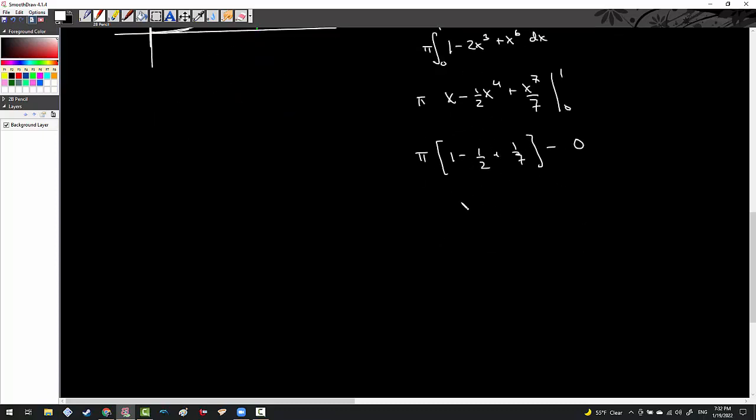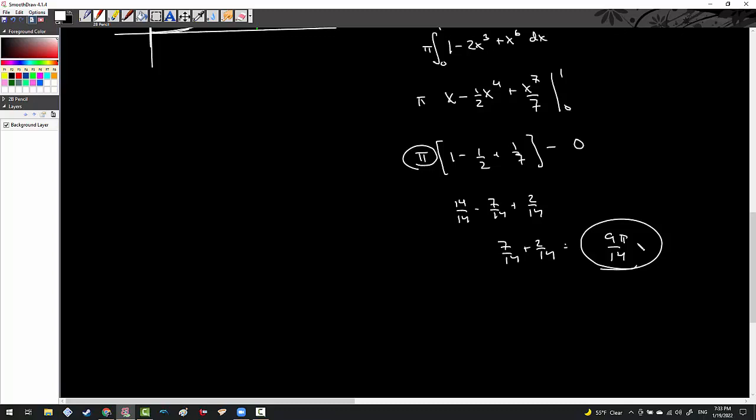My common denominator is going to be 14. So I'm looking at 14 over 14 minus 7 over 14 plus, looks like 2 over 14. So that's going to be 7 over 14 plus 2 over 14. So 9 over 14, but don't forget about that guy. It's 9 pi over 14. Hopefully that makes sense.